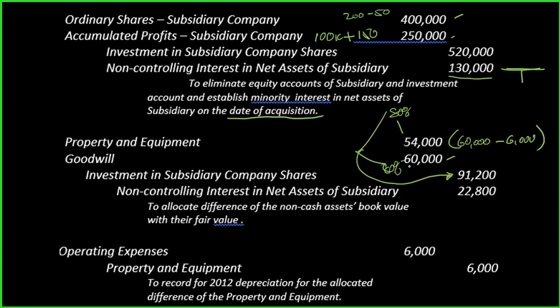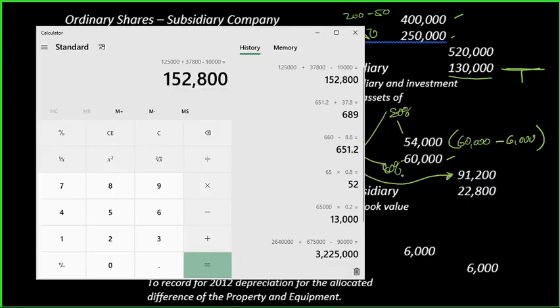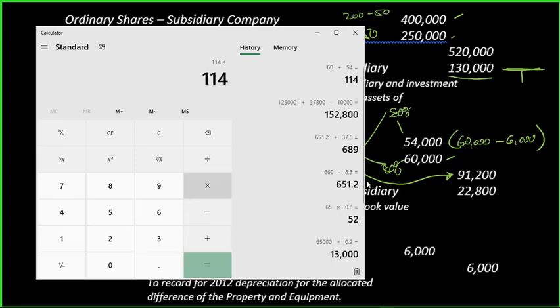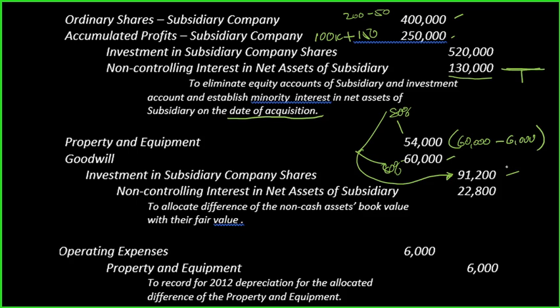I-check natin. 60 plus 54, that will be how much? Ayan. Magkano yun? 114, di ba? 60 plus 54,000 equals 114,000 times 80% equals 91,200. Okay? So, ganun din. Yung share ng minority interest sa adjustment and sa goodwill, dahil full goodwill tayo, you get the total and you'll get 22,800.